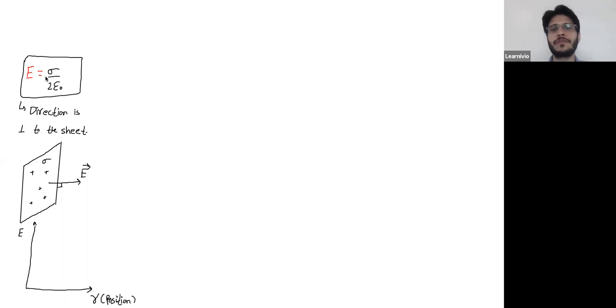So for this infinite plane sheet, the expression of electric field is sigma by 2 epsilon naught. This we have derived in the previous class. This expression is absolutely independent of R. There is no R in it. So you can say that this electric field is uniform. Uniform means independent of position.